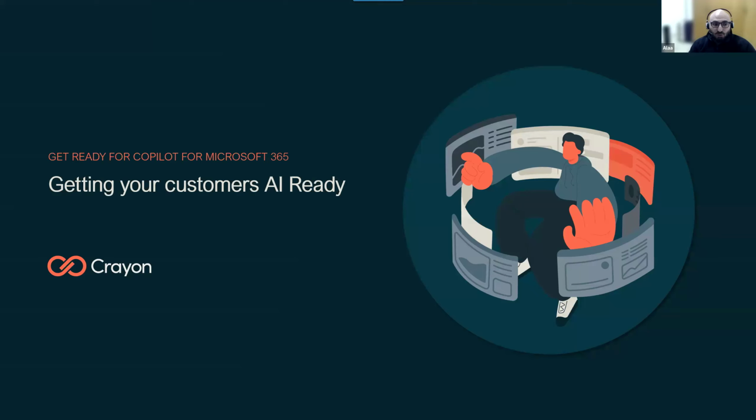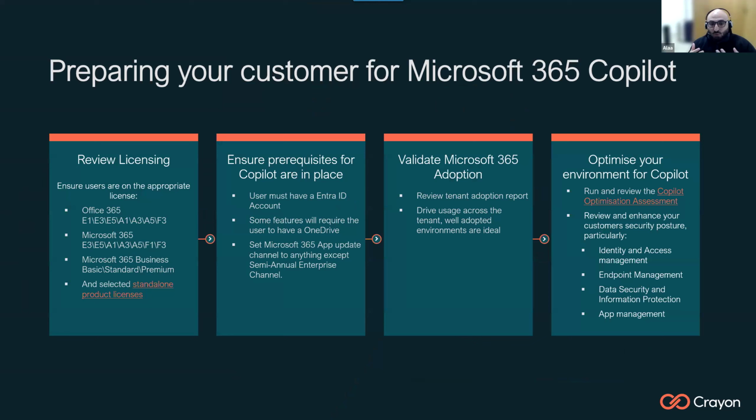We'll move to the second point, which is getting your customer AI ready. And that's when things get really technical. So get ready. How do you know your customer is ready for Microsoft 365 Copilot? We start with reviewing the licensing.